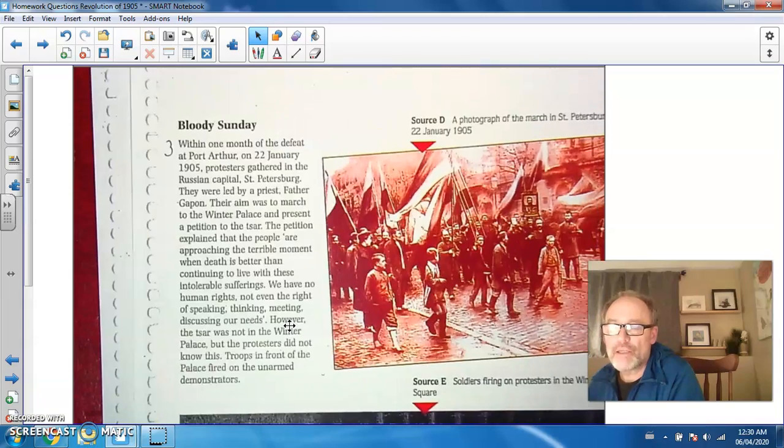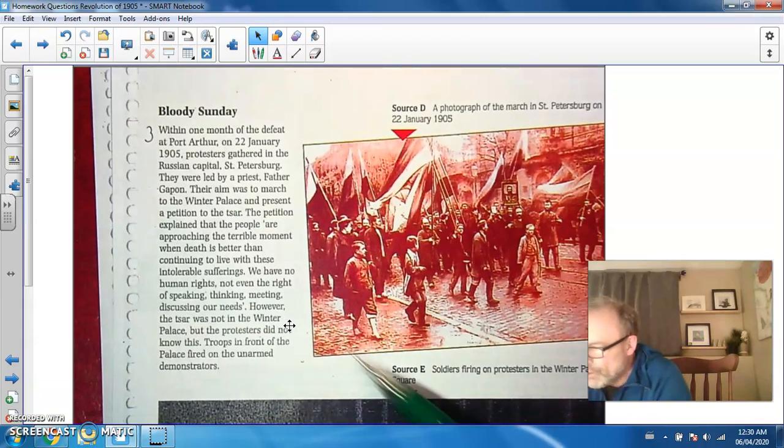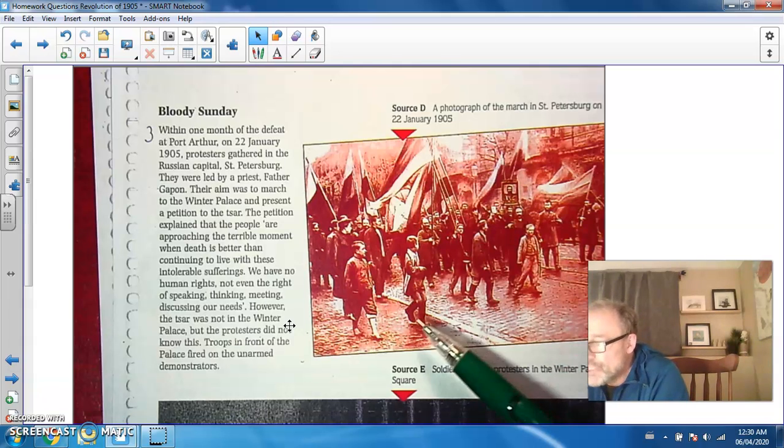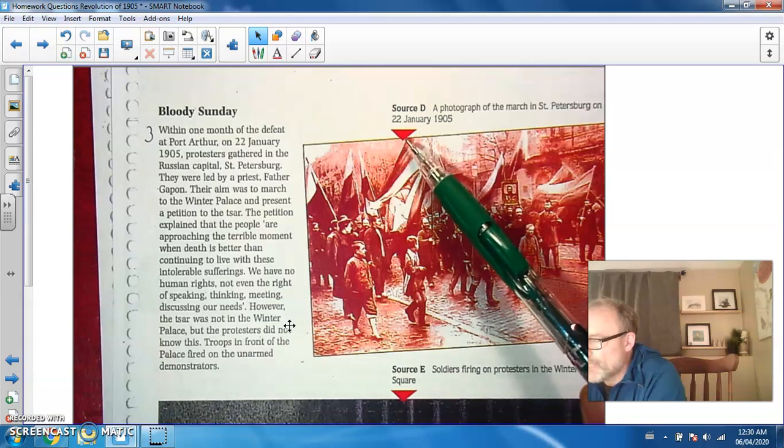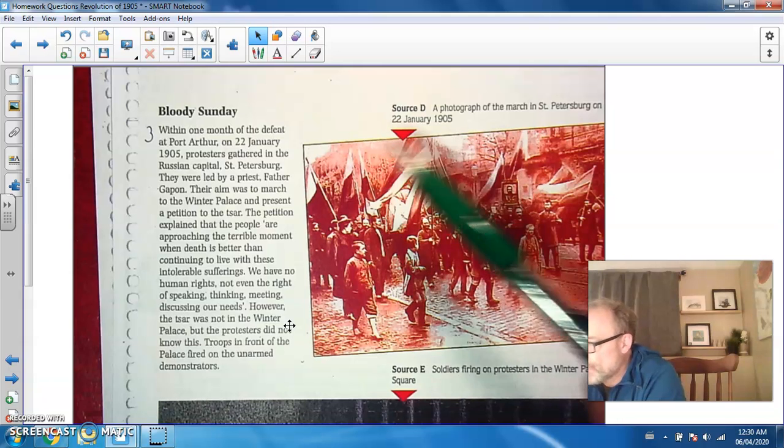Now, Bloody Sunday. Here you can see the workers walking in protest, with Father Gapon at the beginning. They're carrying an icon of the Tsar, and they're actually singing hymns. And they were going to speak to the Tsar in St. Petersburg, the capital, on the 22nd of January, 1905, on a Sunday.